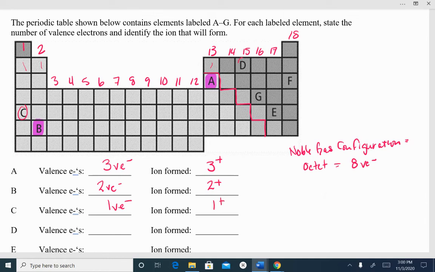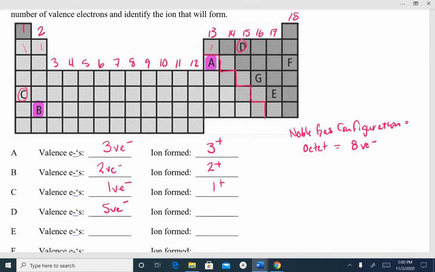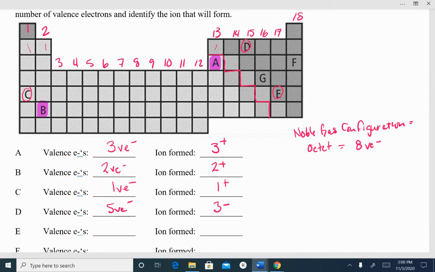Okay, D is in group 15. It has 5 valence electrons. So it's a lot easier on 5 valence electrons to gain 3. So it's going to get a 3 negative or -3 charge. E right here is in the halogens. So it has 7 valence electrons. It is a lot easier to gain 1 electron. So it is going to form a -1 charge.